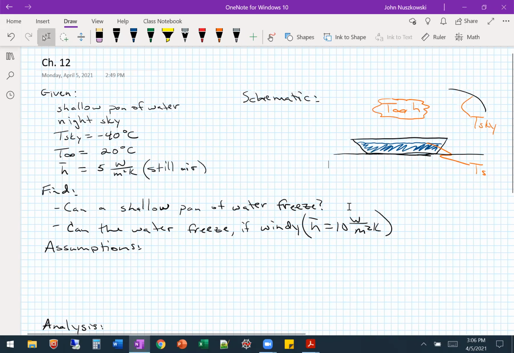All right, so where do we start this problem? We want to figure out if this shallow pan of water is going to freeze. Say we want the temperature of the surface to figure out if it's going to be below 0 degrees Celsius for freezing, or above 0 degrees Celsius and not freezing. What would we do? Where would we begin? To do conservation of energy. Yep. Okay.